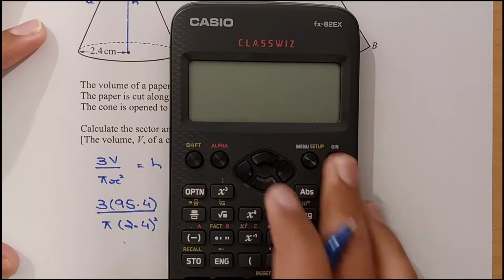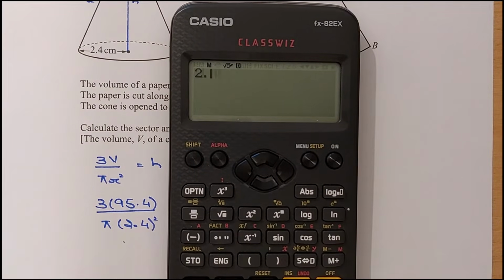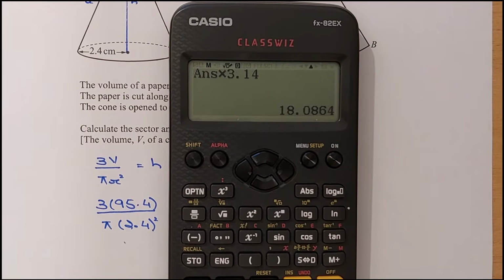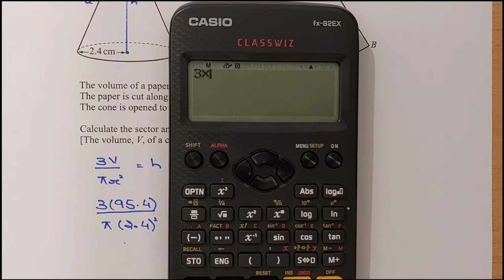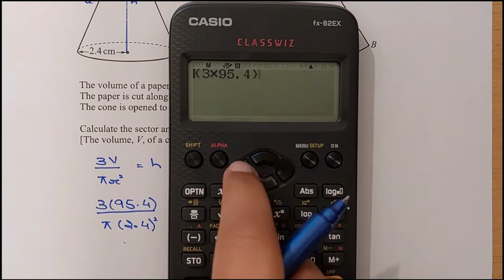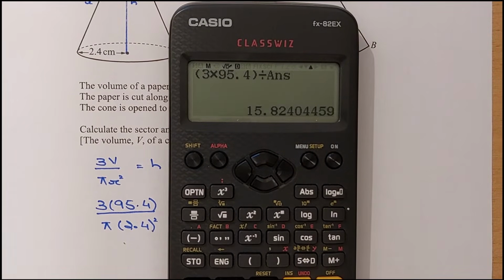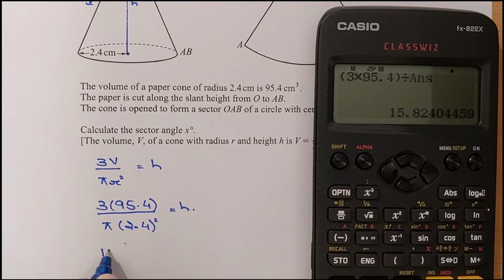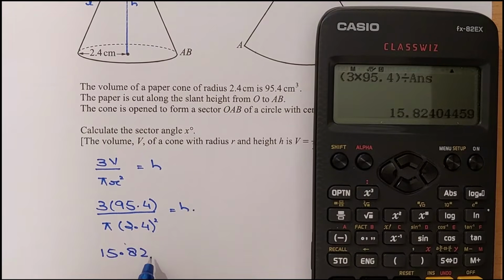Let me calculate. 2.4 squared times 3.14. This is the denominator. So we can say 3 times 95.4 in the bracket, and we need to divide by the answer. So this is 15.82, the height. Yes, 15.82 centimeters, the height h.